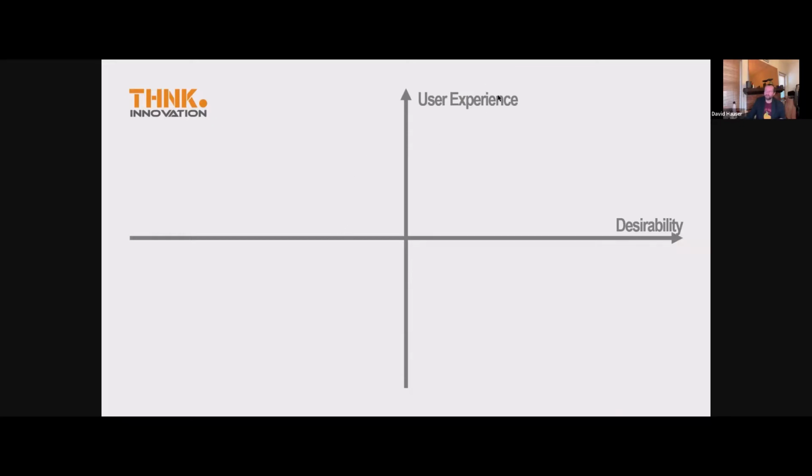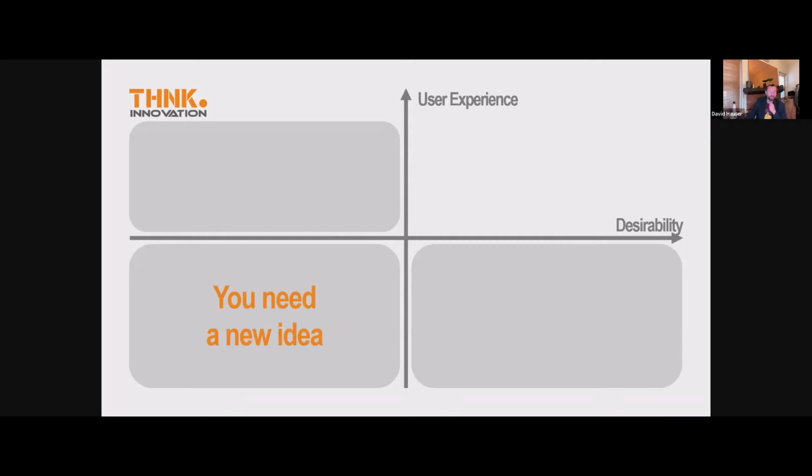Because at the end of the day, on the vertical axis, we have the user experience, and good user experience is on the top. On the horizontal axis, we have desirability, and high desirability is on the right-hand side. As long as you're in one of those 3 quadrants, you need a new idea. If your idea is neither desirable nor does have a good user experience, or does have a good user experience but a very low desirability, or vice versa, you probably will run into a problem making a viable business out of it.